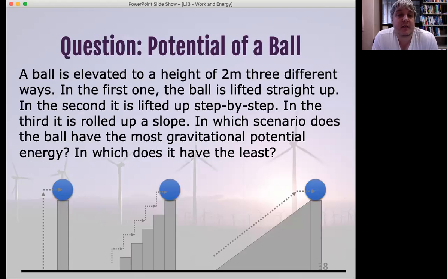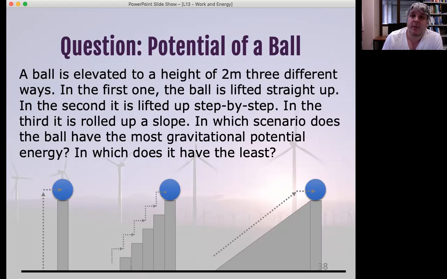A quick question just to test your appreciation of the discussion we've had around potential energy. You've got a ball and you're lifting it up 2 meters and you're doing it 3 different ways. Firstly, you just lift it straight up from the ground to the top of some column or pillar, whatever it's standing on. In the second, you're lifting it up a series of steps to get it to that same height. And in the third one, you're rolling it up a slope to get it to that same height. In which scenario does the ball have the most gravitational potential energy, and in which does it have the least?